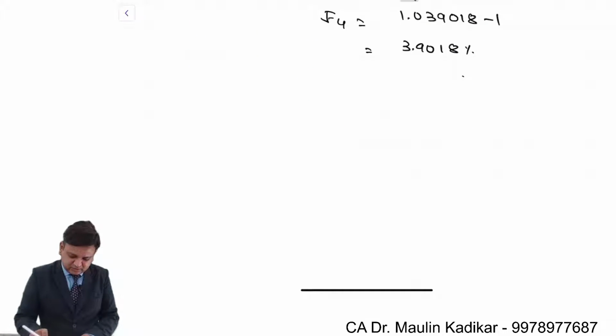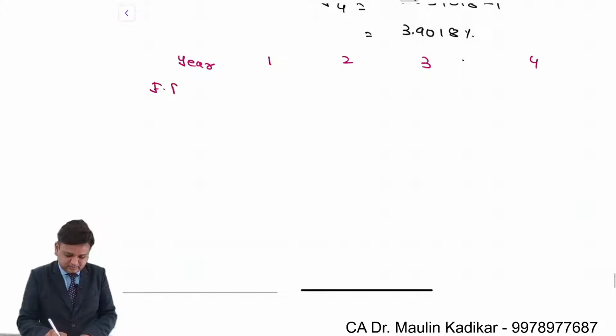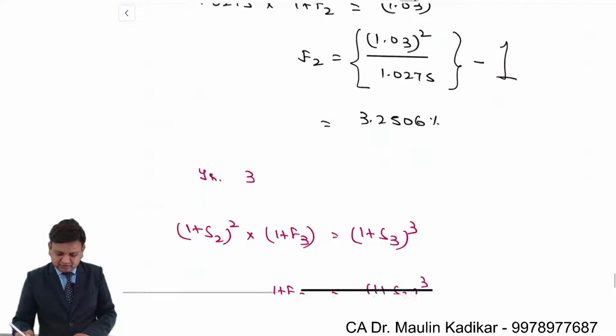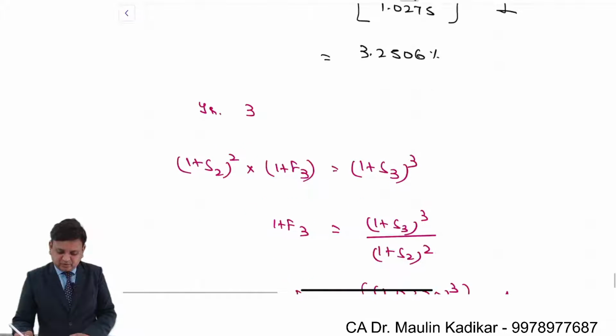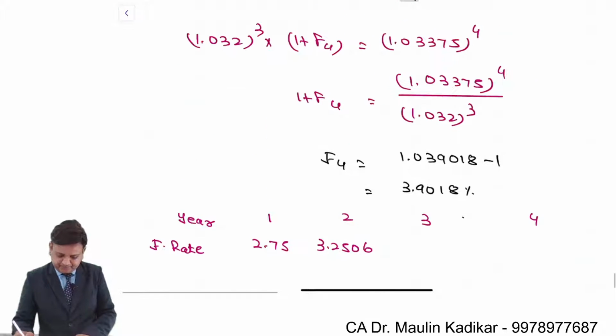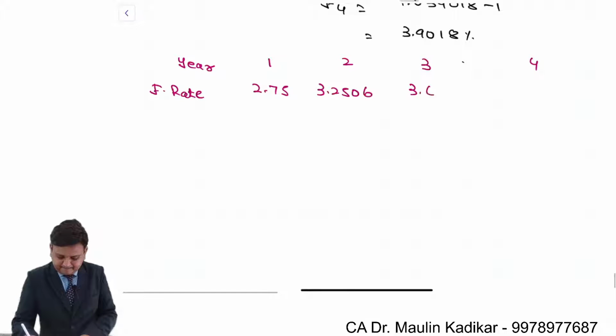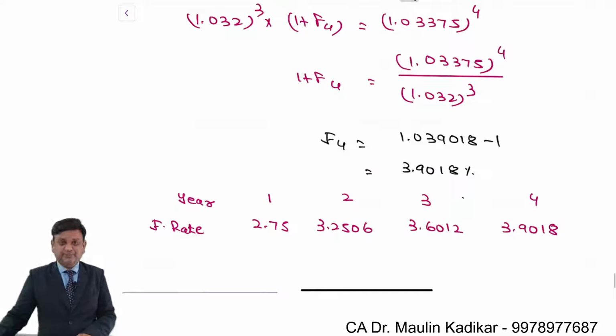So we understand that, over here, first year, second year, third year and fourth year, forward rate: for the first year it would be the same, 2.75. For the second year it is 3.2506. For the third year it is 3.6012. And for the fourth year it is 3.9018. This is the forward rate.